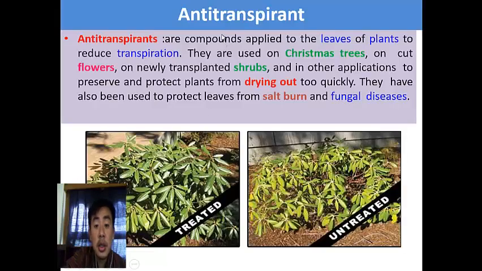There is a substance called antitranspirant, such as we have abscisic acid, and we can also use other waxes as antitranspirant. Antitranspirants are those compounds which reduce the rate of transpiration. For example, if you put the antitranspirant on the leaves, there will be less loss of water from the plant in the form of transpiration.